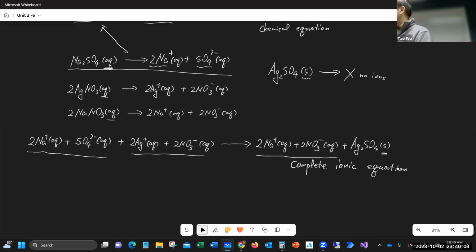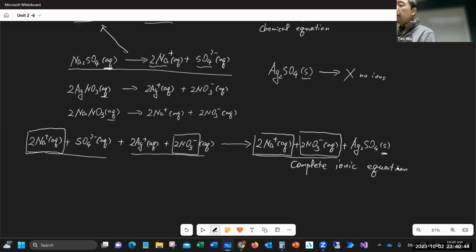And where is the net ionic equation? This is the complete ionic equation. So what does that mean? Net ionic equation. If you're looking at this equation, you will see on both sides of this equation there are some common ions. For example, you see 2 moles of sodium ions, 2 moles of sodium ions, 2 moles of nitrate ions, and 2 moles of nitrate ions. Are you clear? So those are common ions that show in the equation.